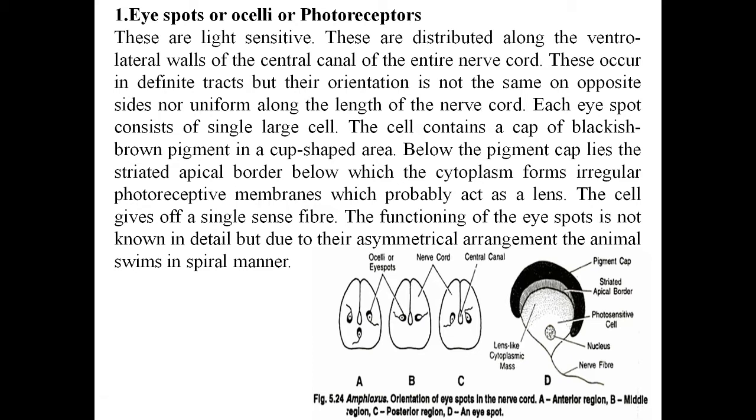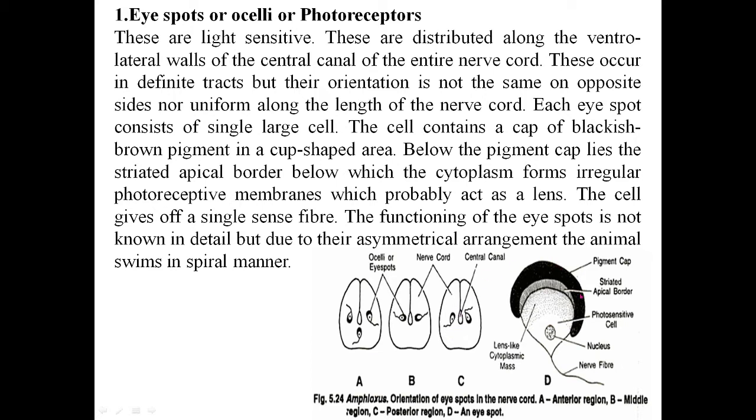If you observe the structure of these eye spots, this is the arrangement of the eye spots in A, B and C. Here you can observe the three eye spots or ocelli. In this position you can observe two eye spots opposing each other, one inverted relative to the other. This type of arrangement of the photoreceptor is present in the anterior region. Then in the middle region of the body, such an arrangement of the eye spot is there, and in the posterior part, such an arrangement of the eye spot is there.